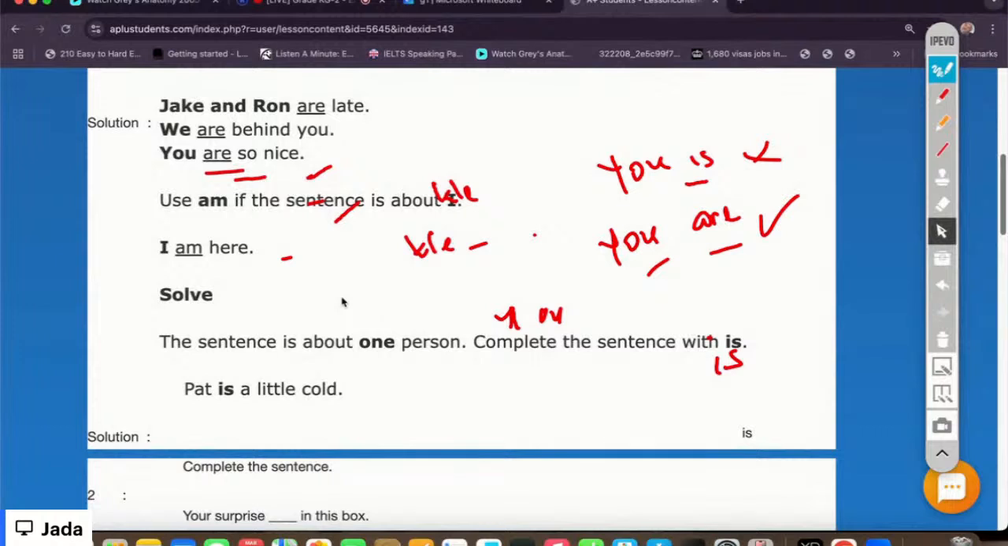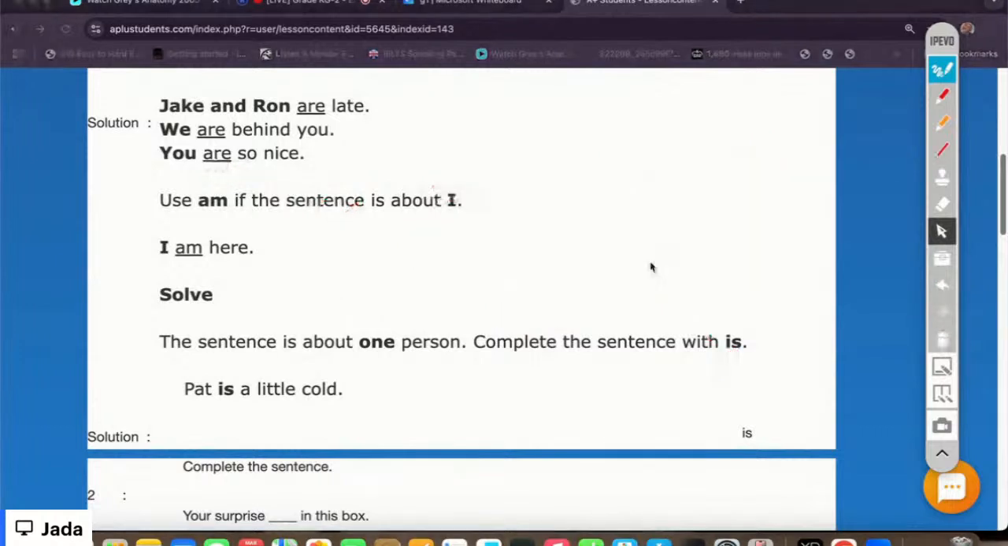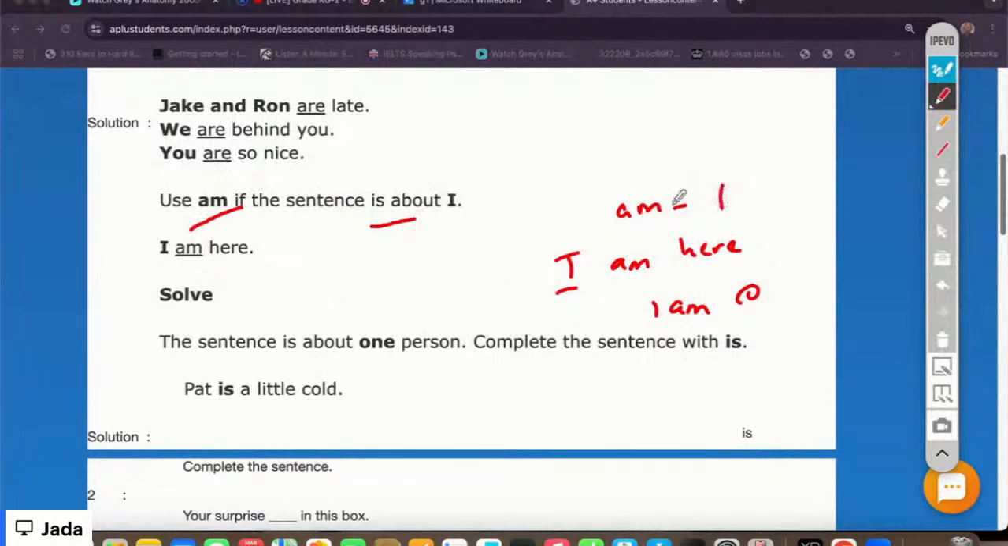Alright, so we will look at am now. We have use am if the sentence is about I. So whenever you have I in the sentence, you would use am. So I am here. I am 10. That's how it goes. Alright. So you use am with I. You use are for more than one. Then you use is for one. Okay? Alright, let's look at some of the examples now.